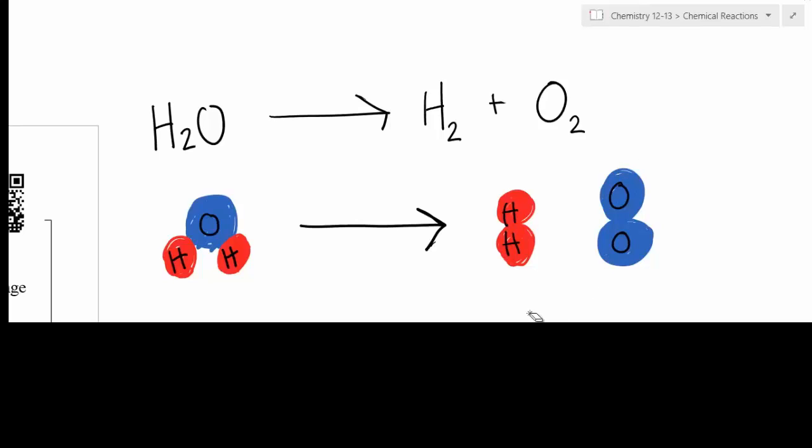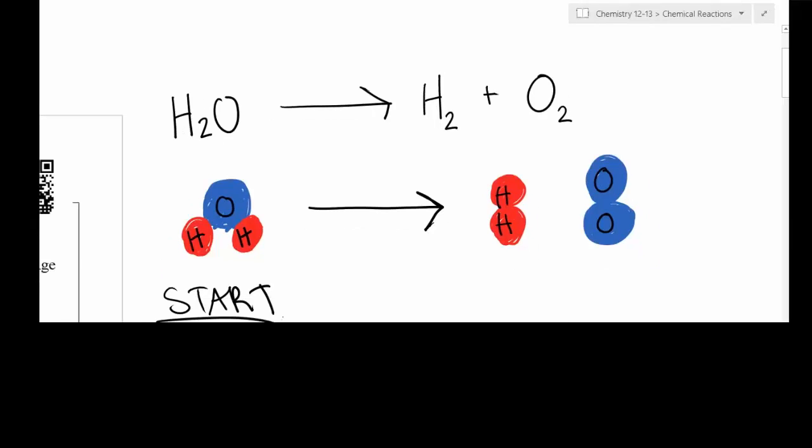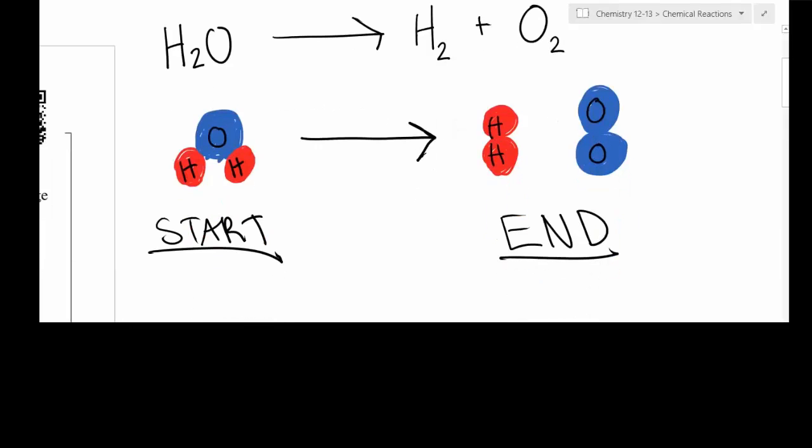It's a decomposition equation. But if you notice something about what we start with and what we end with, remember, reactants are what you start with. So this is what we have at the beginning of the reaction. At the end is what you see on the right. Now, what do we notice about the difference between what we see at the beginning and what we see at the end? Well, we can tell that at the beginning, at the start, we have two hydrogen atoms, right? And we have one oxygen atom. But at the end, we have two hydrogen atoms and two oxygen atoms.